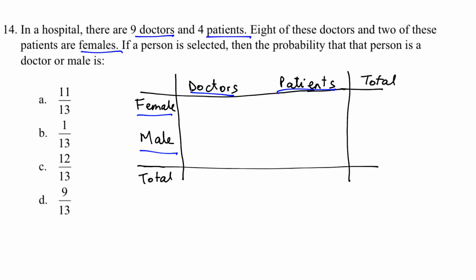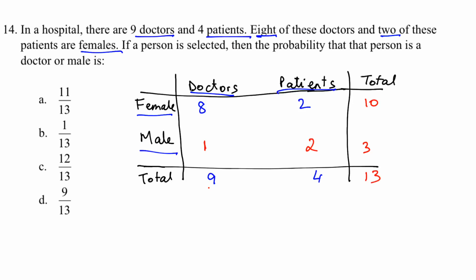There are a total of 9 doctors and 4 patients. Out of the 9 doctors, 8 are female, and 2 of the patients are female. To find the male, you will do 9 minus 8, 1, and 4 minus 2, 2. Total is 10, 3, and 9 plus 4, 13, and 10 plus 3, 13.